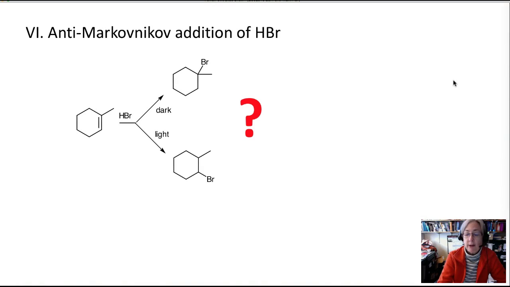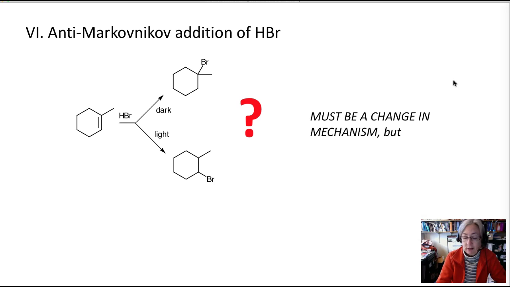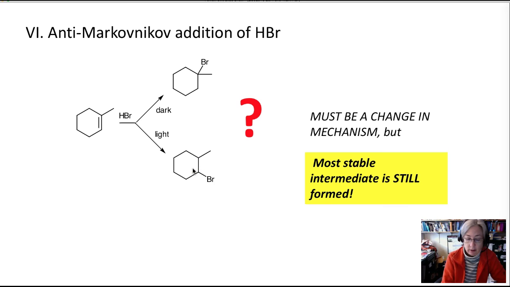And indeed, you would be right on, because there must be some kind of change in mechanism, because when I add HBr in the light, I get anti-Markovnikov. When I add it in the dark, I get Markovnikov. So even though we call it Markovnikov or anti-Markovnikov, the important take-home message is here in the yellow. No matter what the mechanism is, always the guiding principle is that the most stable intermediate is always formed. So don't get hung up on the Markovnikov or the anti-Markovnikov. Just remember, in an organic reaction, it's always the case that the most stable intermediate is formed.